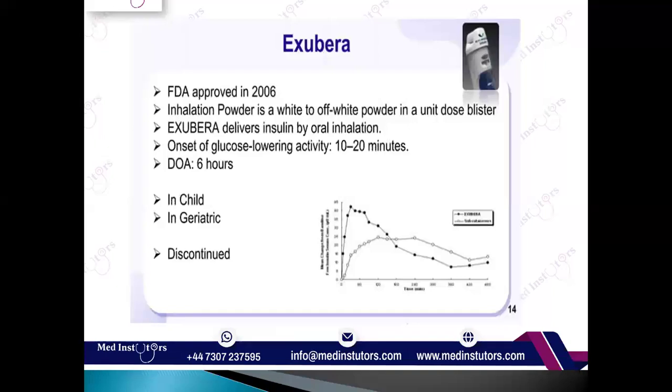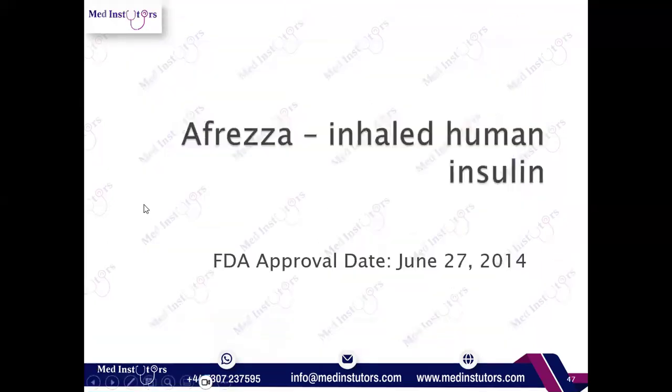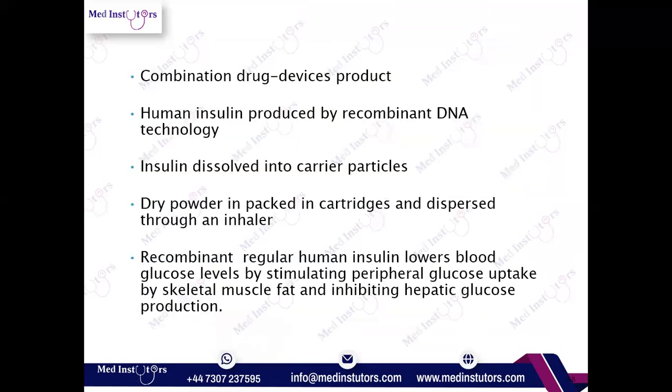That is about Exubera. But later, there was another inhaled form of human insulin approved by the FDA on June 27, 2014. That is Afreeza. Afreeza is an inhaled human insulin, a combination drug-device product. Human insulin produced by recombinant DNA technology is used in Afreeza.